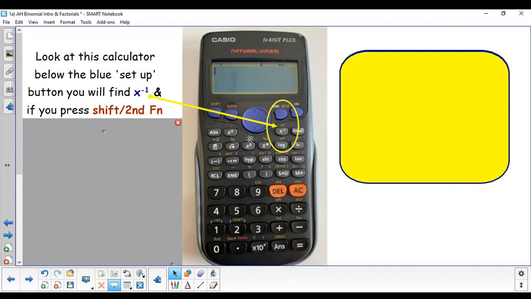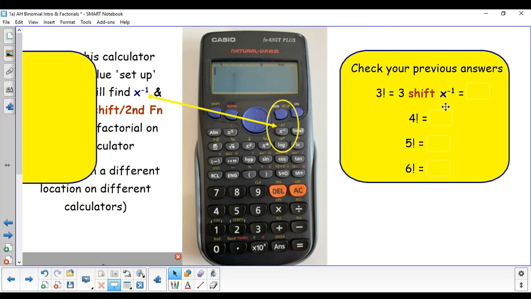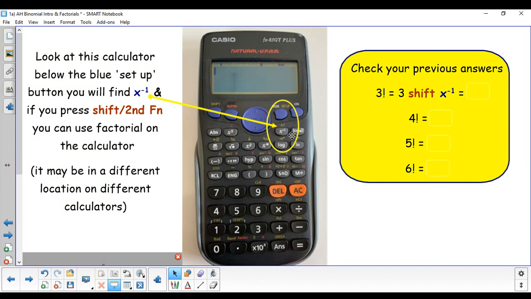So if you press shift or second function, and the x to the minus 1 might be a different button on different calculators, you can use the factorial on the calculator. Be aware it may be in a different place, but you know what you're looking for now. So let's just check you can use your calculator.